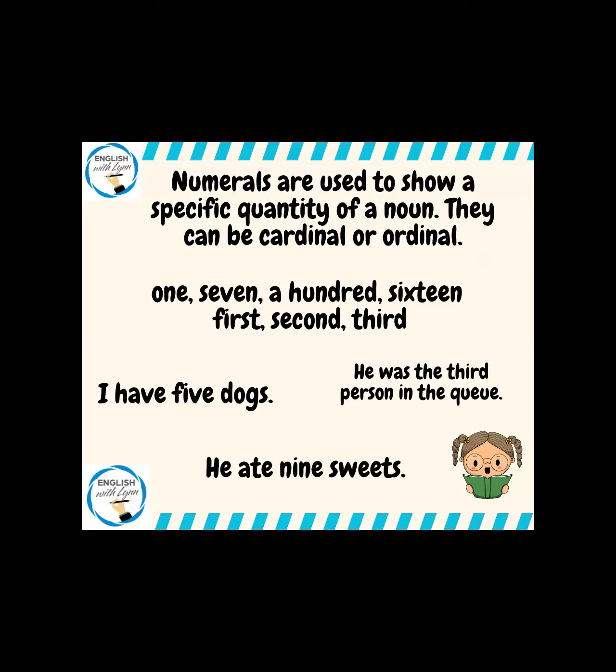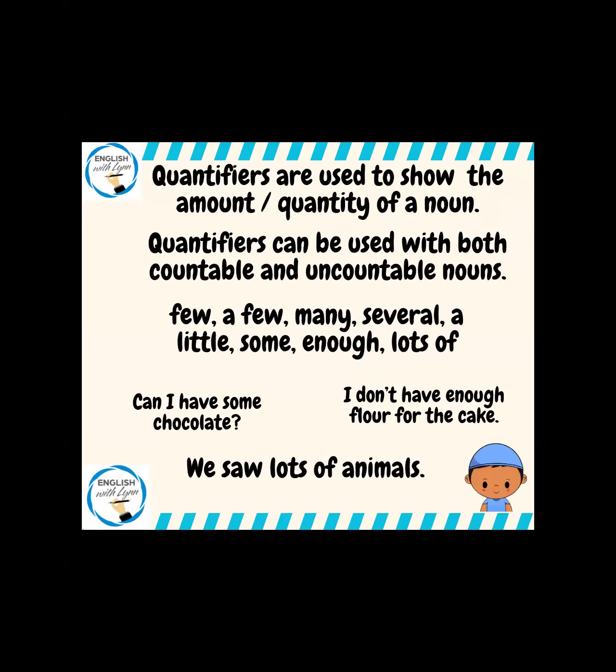If you are wanting to show an amount, but it isn't necessarily a specific amount, you would use something called a quantifier. And the quantifier is used to show the quantity of something, the amount of something. And the difference between the numerals and the quantifiers is that quantifiers can be used with both countable and uncountable nouns. So if I am talking about water, because water is an uncountable noun, I couldn't say, could I have one water?